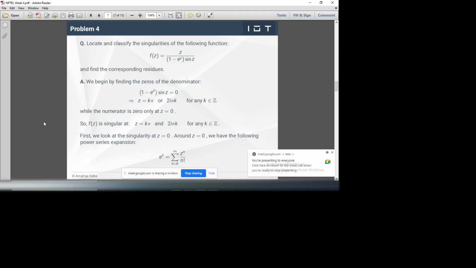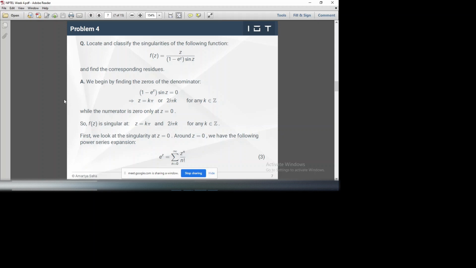So the problem is similar. The problem statement is similar except the function. The function is now z by (1 minus e to the power z) sin z, and we have to locate and classify the singularities and also find the corresponding residues.